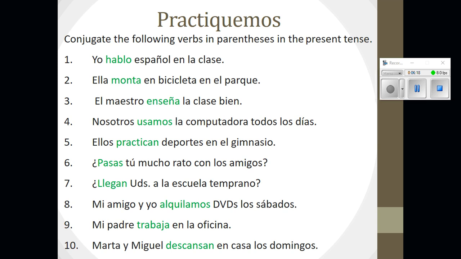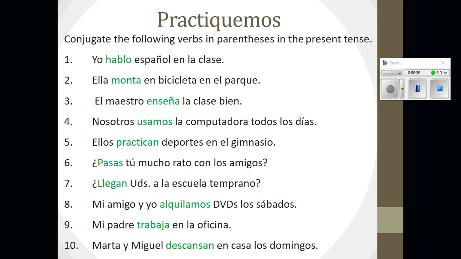Okay, so we did numero uno together. Yo hablo español en la clase means I speak Spanish in class. Numero dos, ella monta en bicicleta en el parque. What we've done here is we've taken montar, dropped the AR, and added a because ella is the subject. She rides a bike in the park.